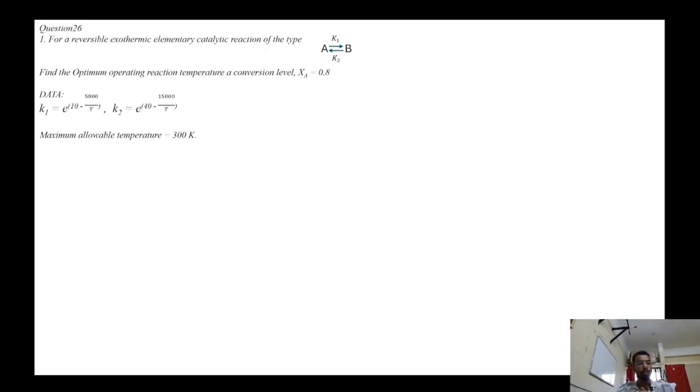Okay, so today we have a new question. Without wasting time, we'll go into the question. What is the question saying? For a reversible exothermic elementary catalytic reaction. So we have a reaction that is reversible, exothermic and elementary.